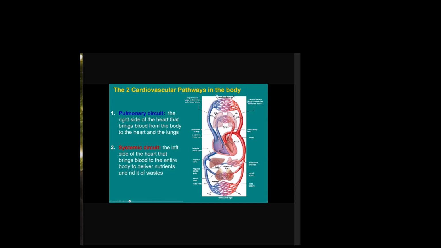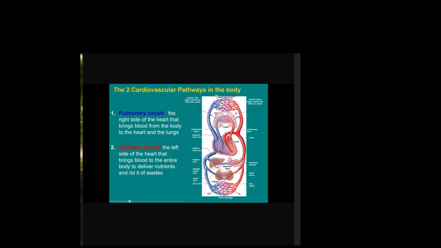from the right side to the lungs and then back to the heart. Things that have to do with the lungs they call pulmonary. So as it's coming back, the pulmonary artery is the only artery that carries blood that is poor in oxygen, carrying deoxygenated blood.